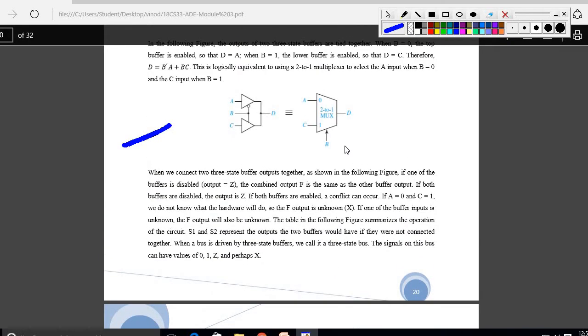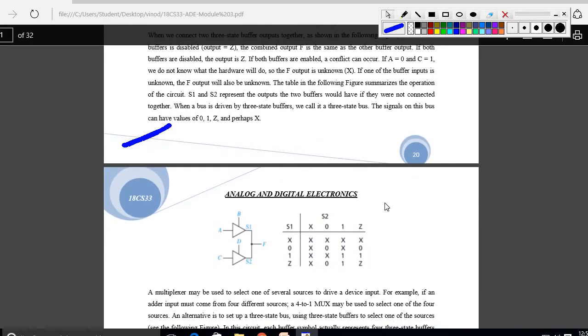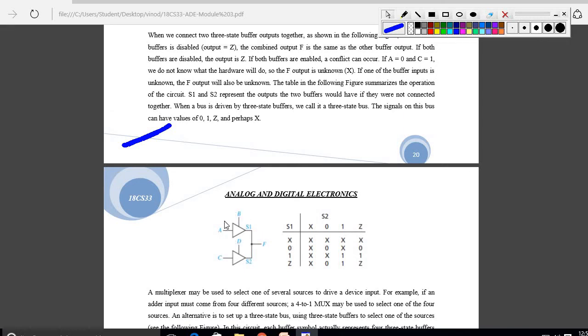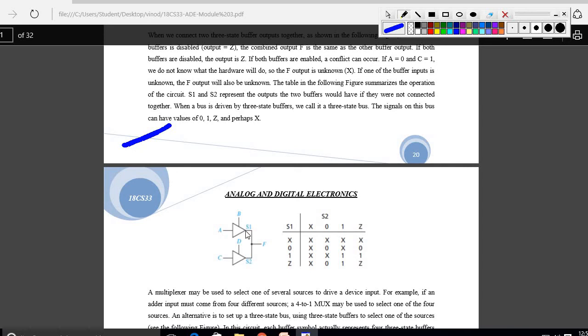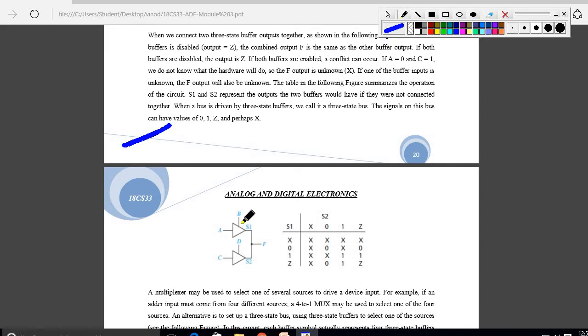Next, see here the respective diagram and truth table. Two 3-state buffers are there here. So B is not inverting, right? It is non-inverting because there is no bubble here. So if B is equal to 1, whatever A is there, that will be your S1, right? So like that, S1, I have written some input states, X maybe anything, 0 or 1.